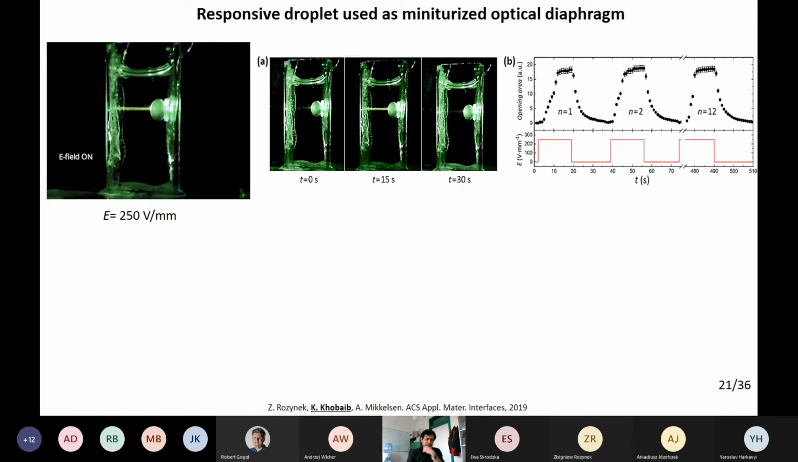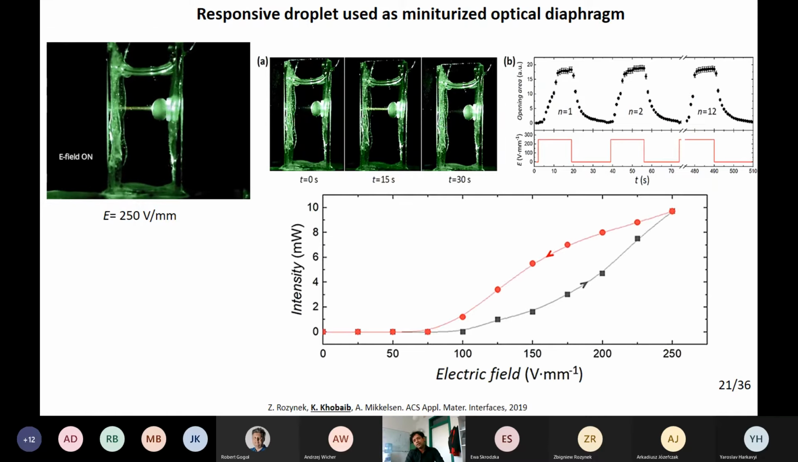We found similar results. Now we also calculated the intensity of the light against the electric field. We found that the intensity was zero up to around 80 volts per millimeter of electric field. This is because no opening area is formed, but above that the opening area is created and the intensity of the light increases. But when we start decreasing the electric field, we found that the hysteresis is similar to the hysteresis exhibited in the opening and closing of the particle shell.